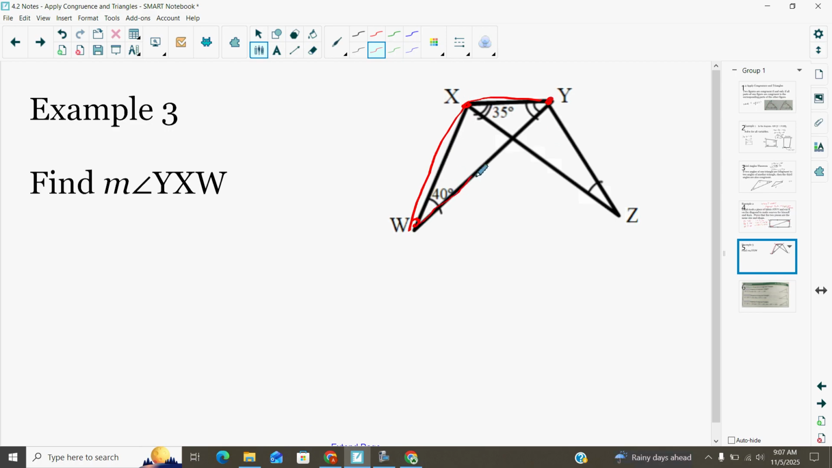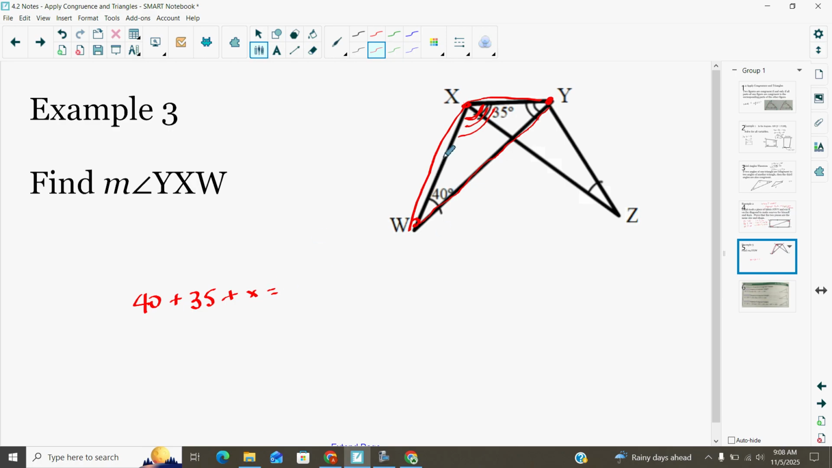Let's take a look at this triangle right here. We know that this angle, 40, plus this angle right here, and it says that this angle and this angle are congruent. So if this one's 35, that one needs to be 35 as well. Plus, we're looking at the interior of this triangle, 40 plus 35 plus this angle right here. Whatever that is, let's call that X. All those need to add up to 180.